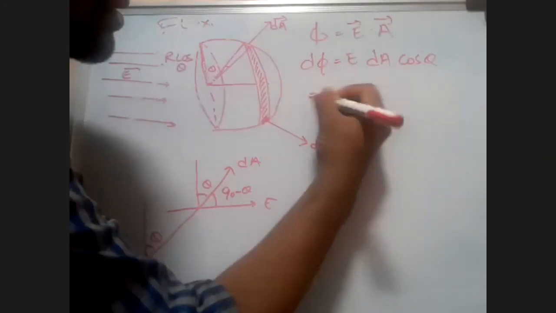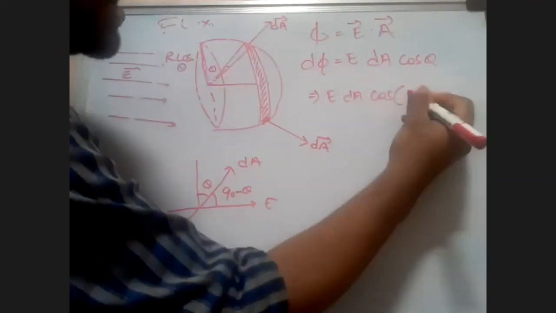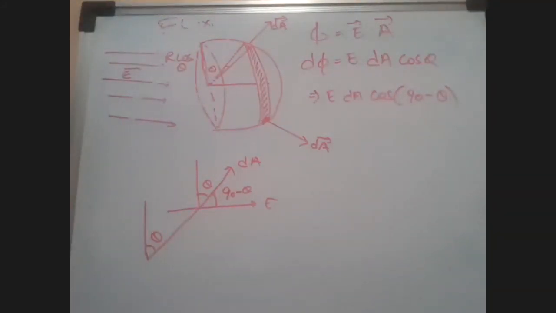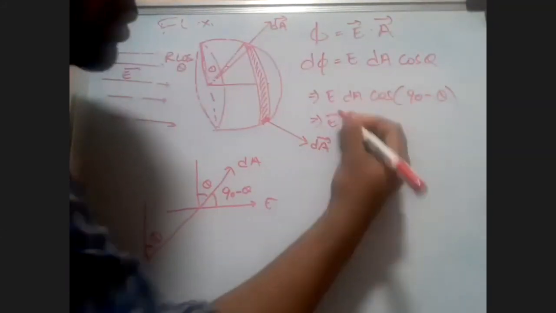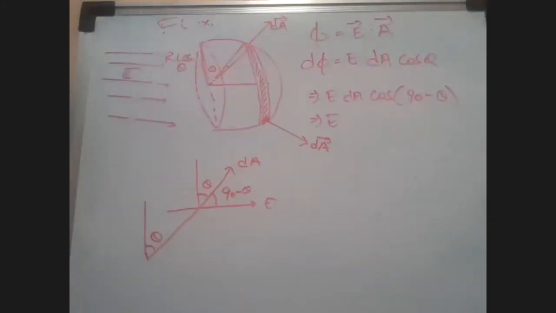So I will write here E dA cos(90 minus theta). Now help me fast. What is dA? What is the area of this ring? What is the area of the ring? What is dA?